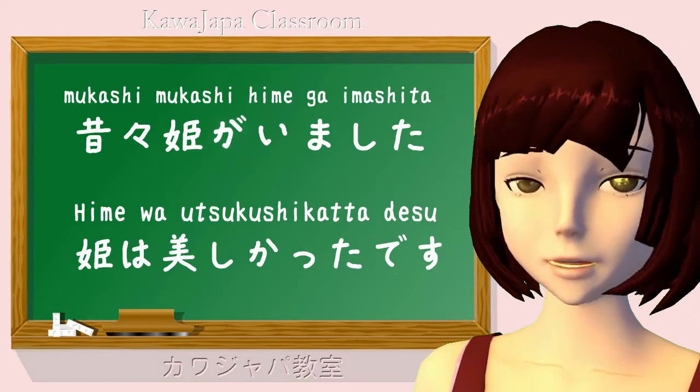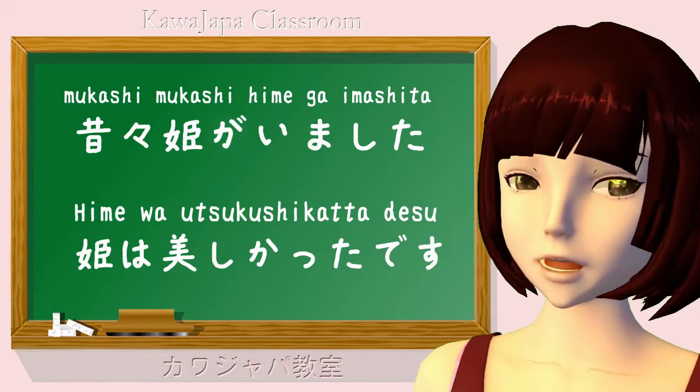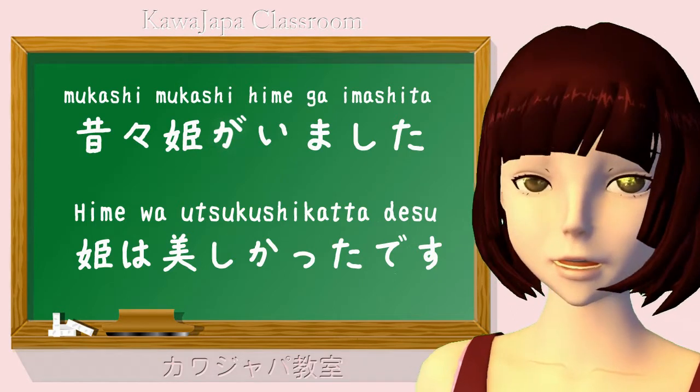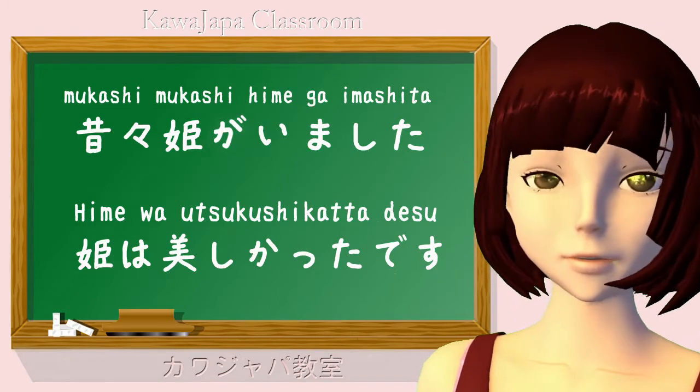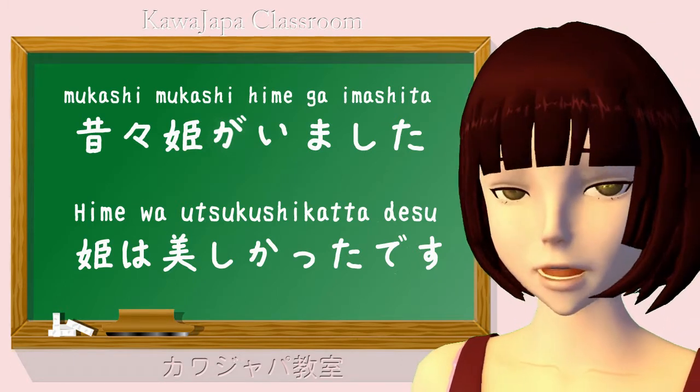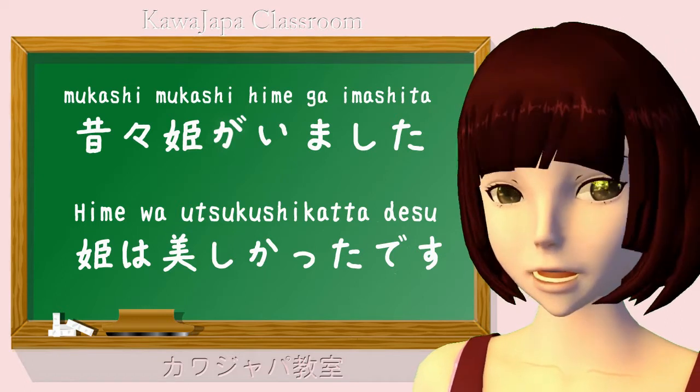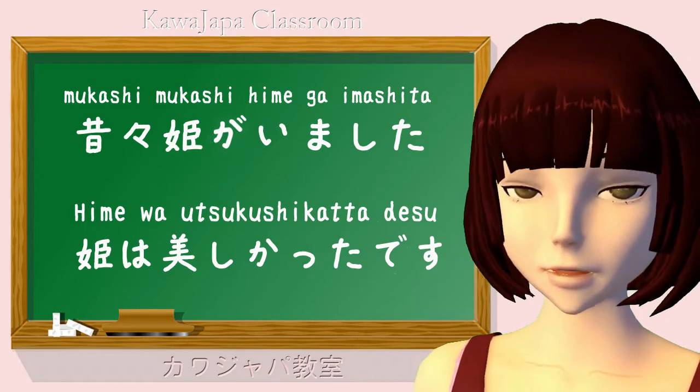In the second sentence we know who she is. So in English she becomes the princess. The princess was beautiful. In Japanese we can now use wa. Hime wa utsukushikatta desu. The princess was beautiful.